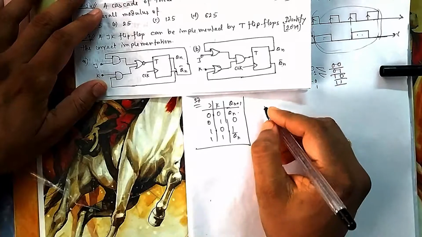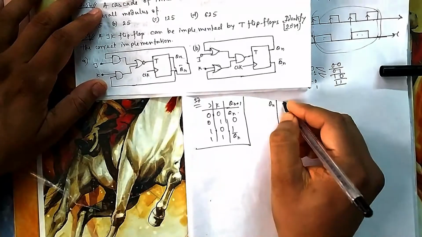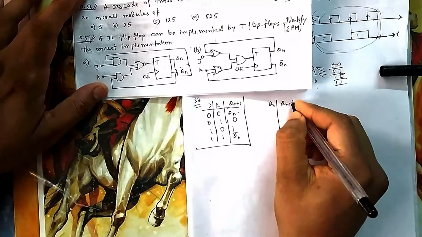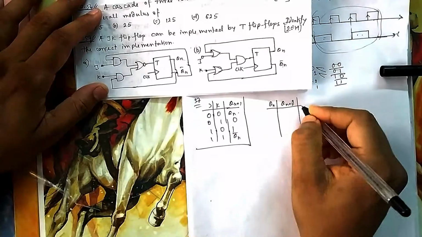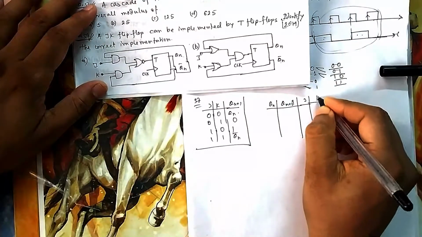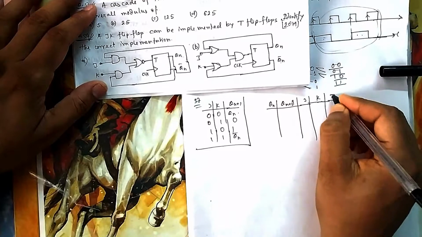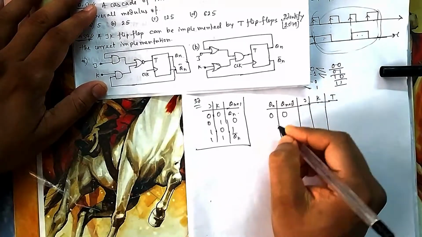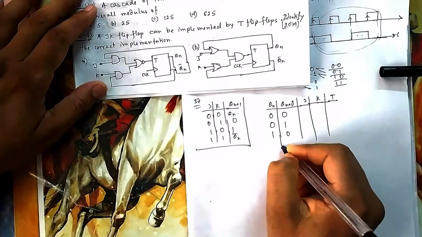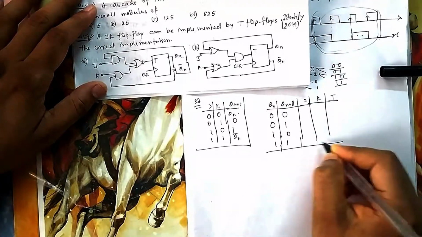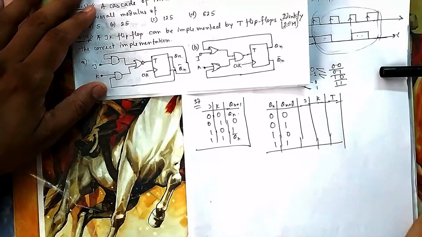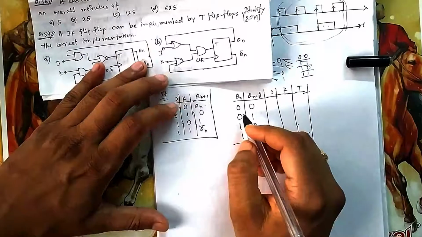So what is the excitation table? We write it in this way. From one state Qn, you want to go to another state. Using JK, how will you go, and if you use T, how will you go? So if it is 0, you want to go to 0, 0 to 1, 1 to 0, 1 to 1. These are the possibilities you have. We have drawn one excitation table earlier also. You can check that out also.